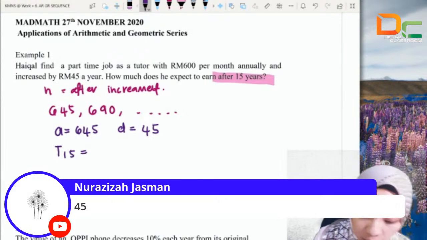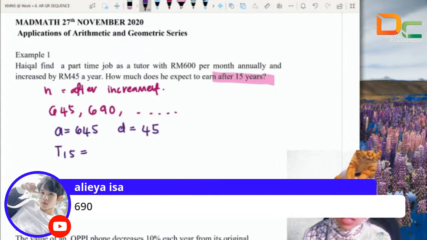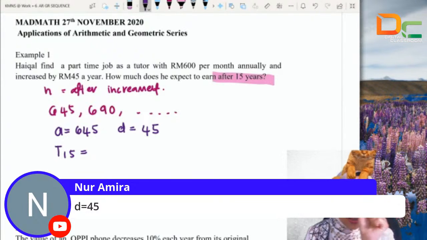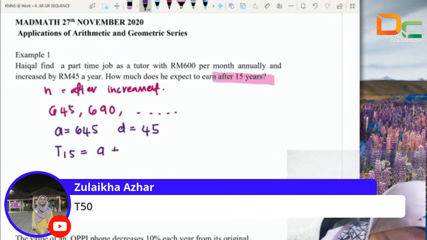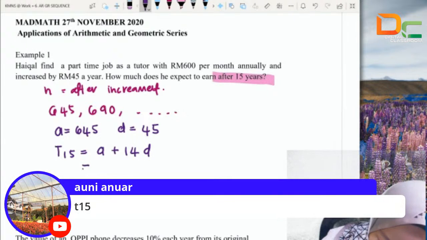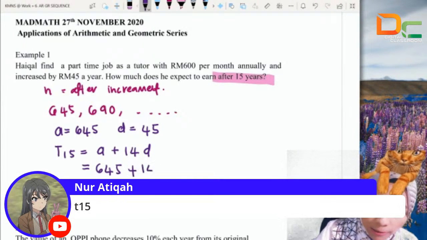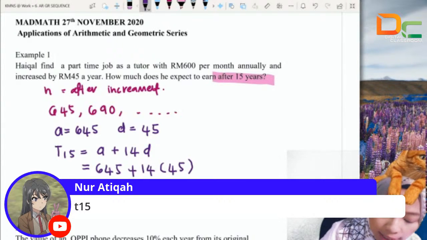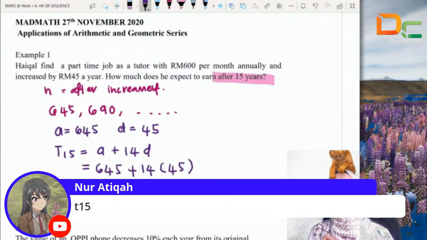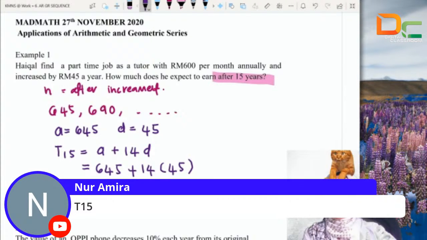okay, this is basically arithmetic kan, sebab every year he has increment 45, genap 45. So A plus 14D. So A is 645 plus 14. Okay, can you calculate for me? What's the answer? Okay, tekan calculator. Okay, very good. Okay, D 45, 645.